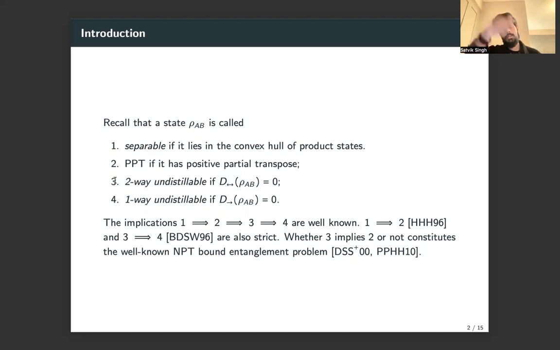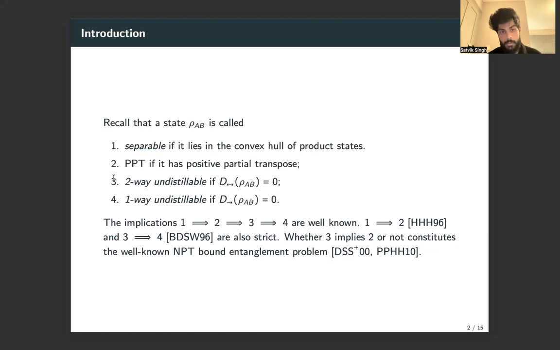Now, clearly, all these forward implications from 1 to 2 to 3 to 4 are well known. In particular, it is also known that the 1 to 2 implication is strict, or in other words, there are PPT states which are not separable. The implication from 3 to 4 is also known to be strict, meaning that there are states which are one-way distillable, but they may not be two-way undistillable.